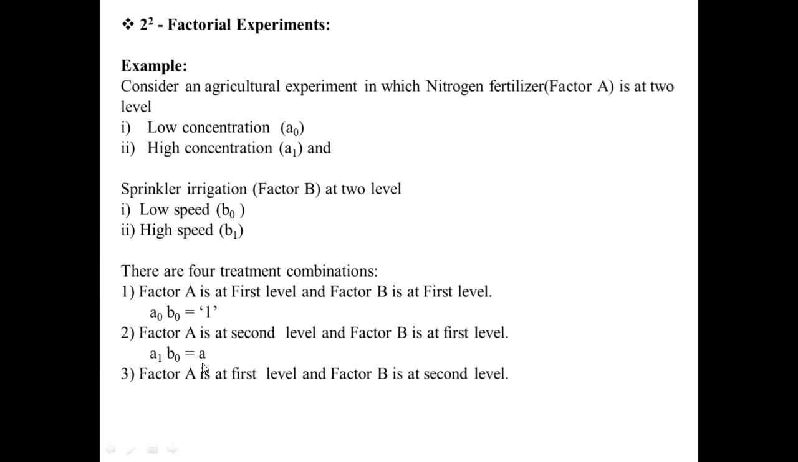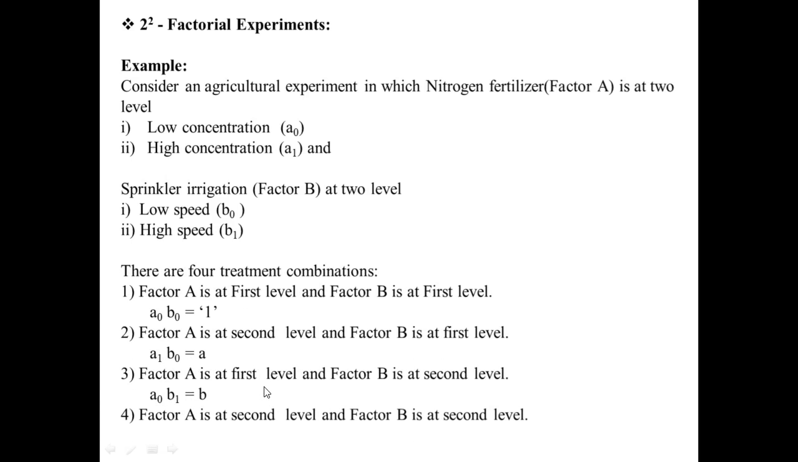Then the third treatment combination is factor A at first level and factor B at second level. It means nitrogen fertilizer at low concentration and sprinkler irrigation at high speed. In this way we get our third treatment combination. We denote this combination as A0 B1 and this can be denoted by small b.